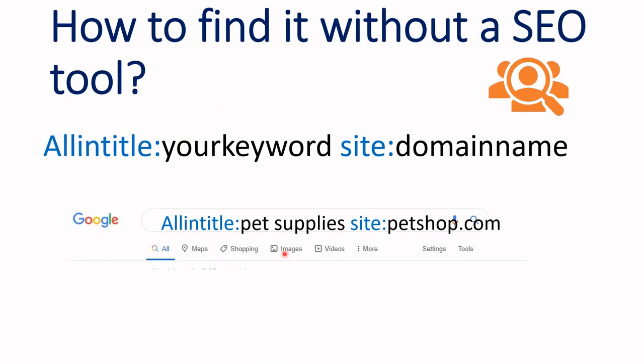You can also find the keyword cannibalization issue without using an SEO tool. You can use the search operators allintitle: your keyword, and site: your domain name. For example, allintitle: pet supplies site:petshop.com. By using this, you can find the similar titles, the titles using the same keyword, under your website. This method has one limitation, because it only shows the indexed pages on your website. Other than that, it is perfectly okay to find the keyword cannibalization issue by using these two search operators.